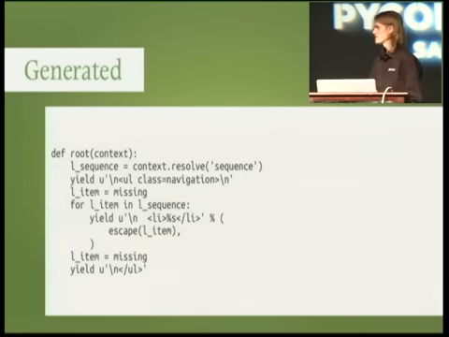The reason it assigns missing to L item is that if you get a traceback, some debuggers allow you to inspect which local variables exist. This way, I can easily find out which variables are actually set to missing and which are not. For Jinja, it wouldn't be necessary, because Jinja knows that after the loop, item is not in use.